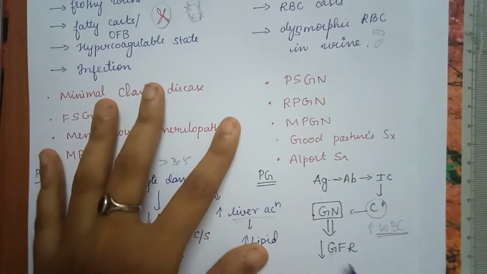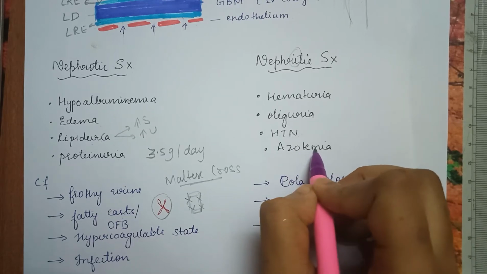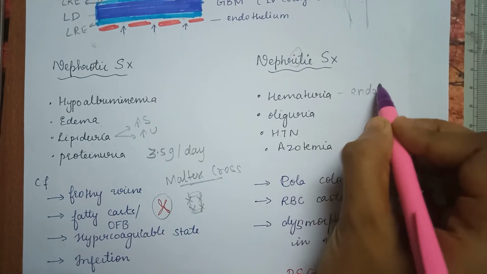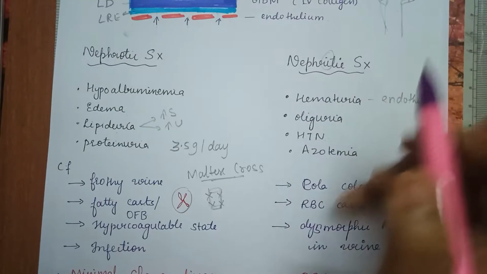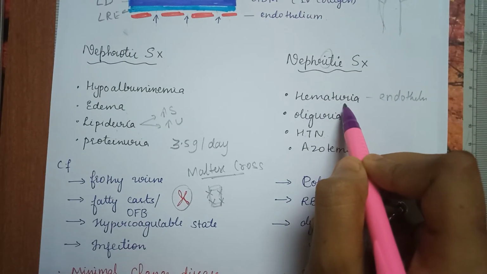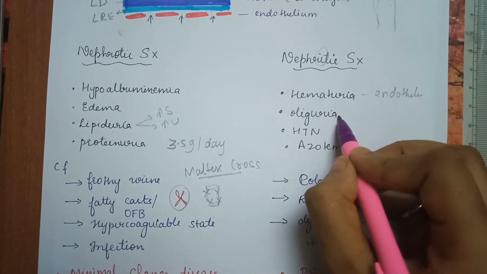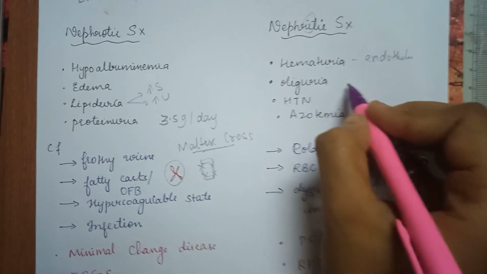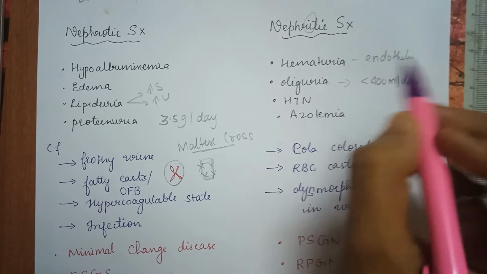Okay, so because of decrease in glomerular filtration rate, there is hematuria, oliguria, hypertension, and azotemia. Now coming to how there is hematuria, this is mainly because of damage of endothelium. Immune complex will damage this endothelium, because of which there is hematuria, that is loss of RBCs. You can see RBC in urine, which gives red color to urine. Why is there oliguria? Obviously I told you just now that there is decrease in glomerular filtration rate. Oliguria is nothing but less than 400 ml of urine per day.